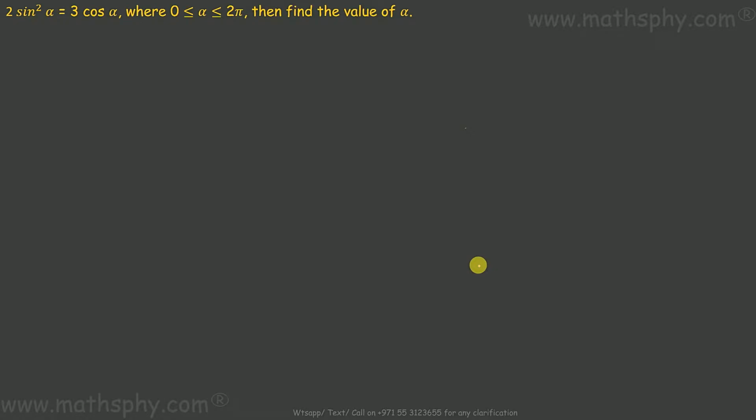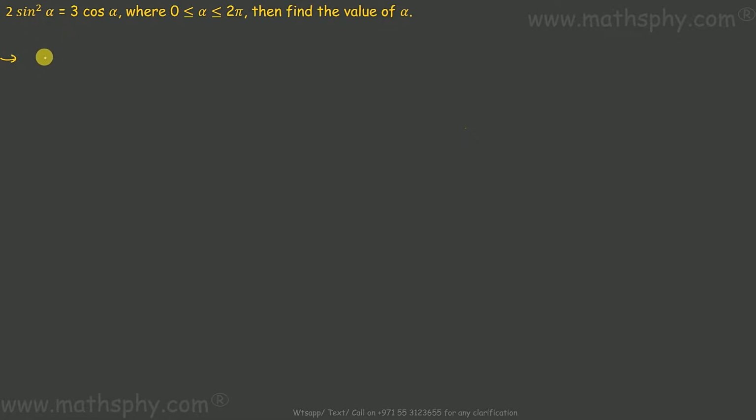Now this one here says 2 sin² alpha is equal to 3 cos alpha, where alpha is less than or equal to 2 pi and more than or equal to 0. Find the value of alpha. Okay, this is 2 sin² alpha.